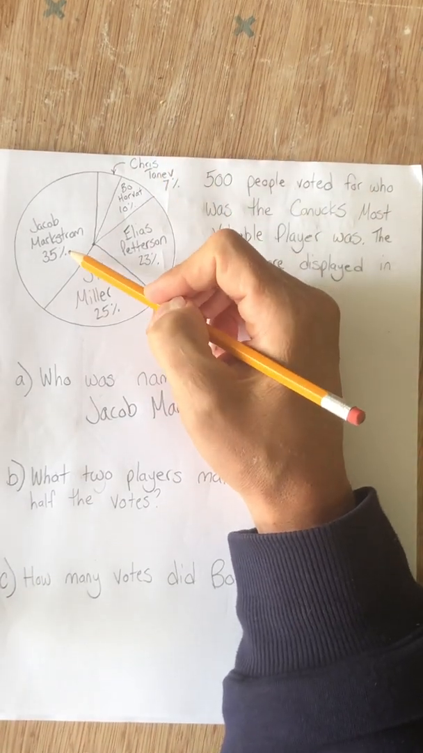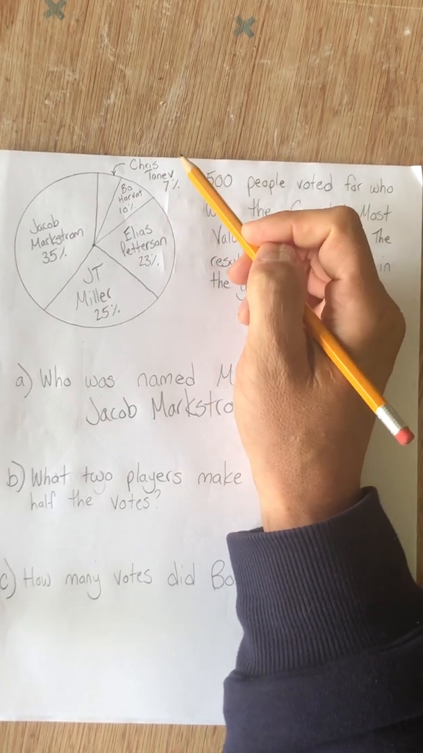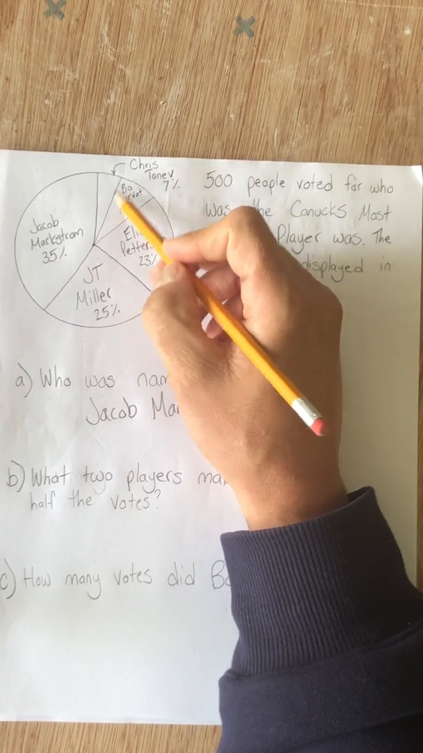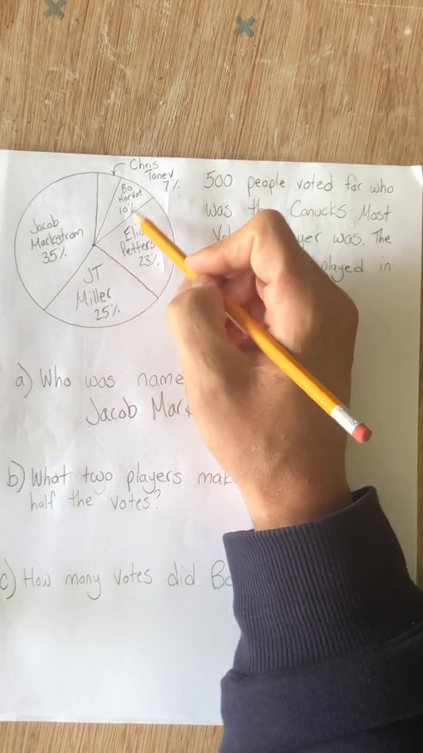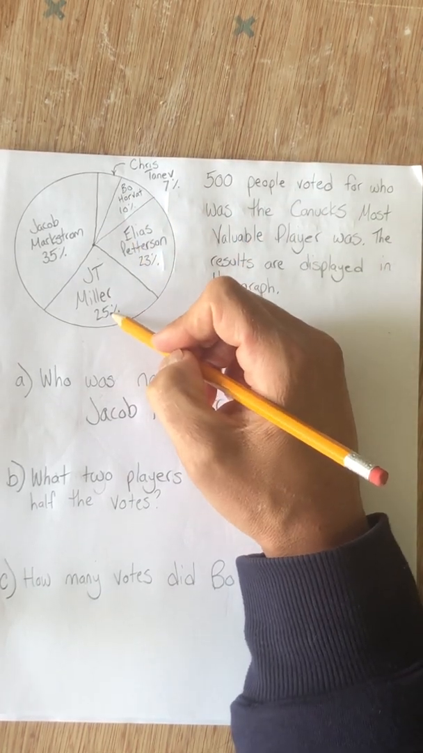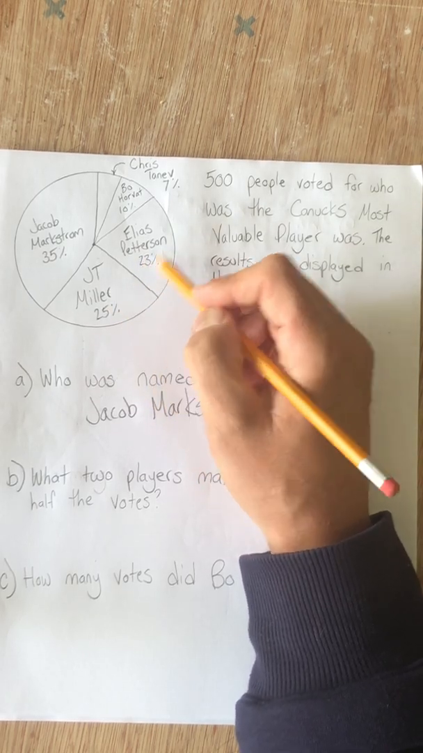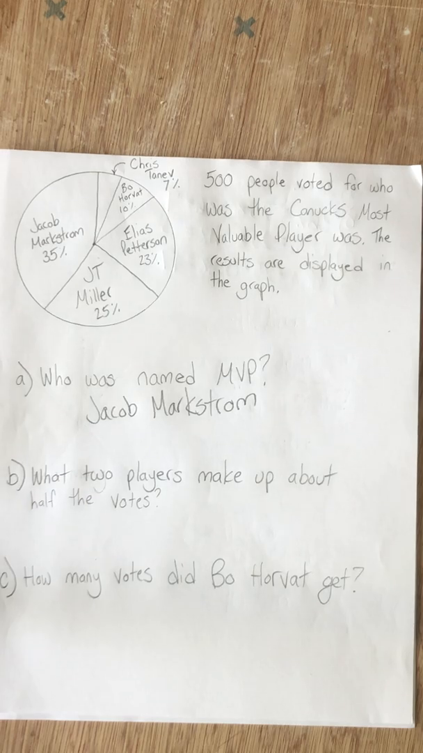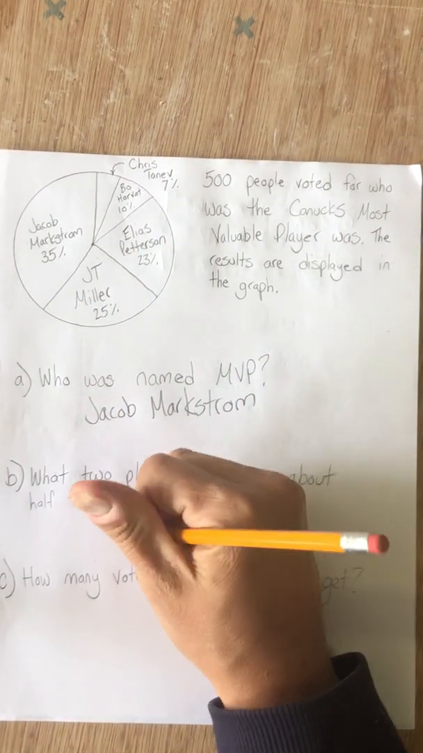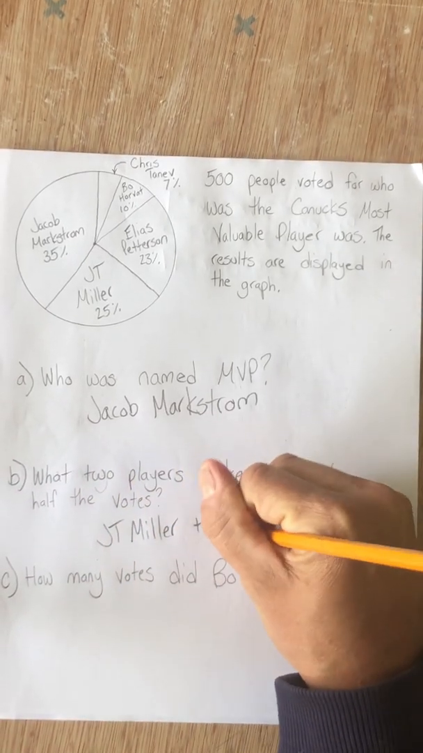Well, let's see. If we take Jacob Markstrom and add him to Chris Tanev, 35 plus 7, 42. Sort of, but not really close. 35 and say we added it to Bo Horvat, 10%, so 35 and 10%, 45. Well, that's getting closer. If we add JT Miller and Elias Pettersson, 25% and 23, that would be 48%. That's pretty close. So I would say it's JT Miller and Elias Pettersson because when you add them together, it's about 50%.